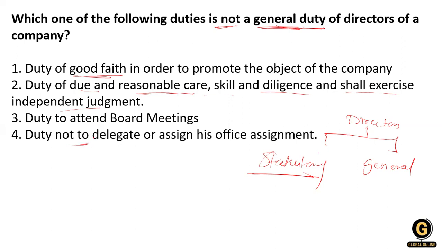Okay. Now, the third one, duty to attend the board meeting. This is statutory, no? This is a statutory thing they have to do in their company. So that is why option D is right over here.